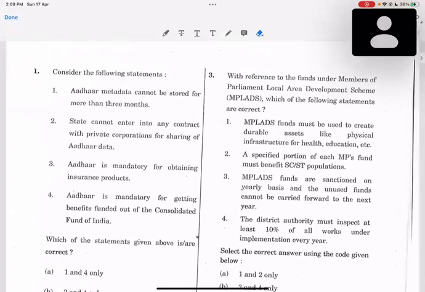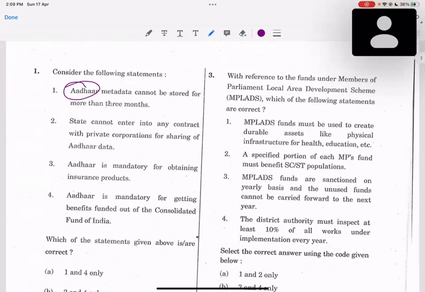If you look at the first question, it is based on Aadhaar. Since 2016, Aadhaar has been in the news, and in 2018 itself the Supreme Court came up with the judgment on Aadhaar. So it was expected that from the governance angle, UPSC would ask a question on Aadhaar, because Aadhaar is one of the favorite topics of our government also.